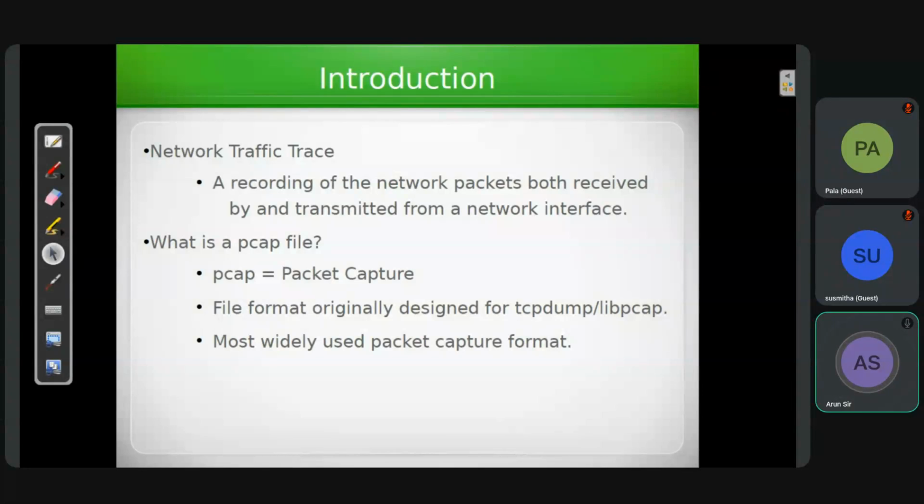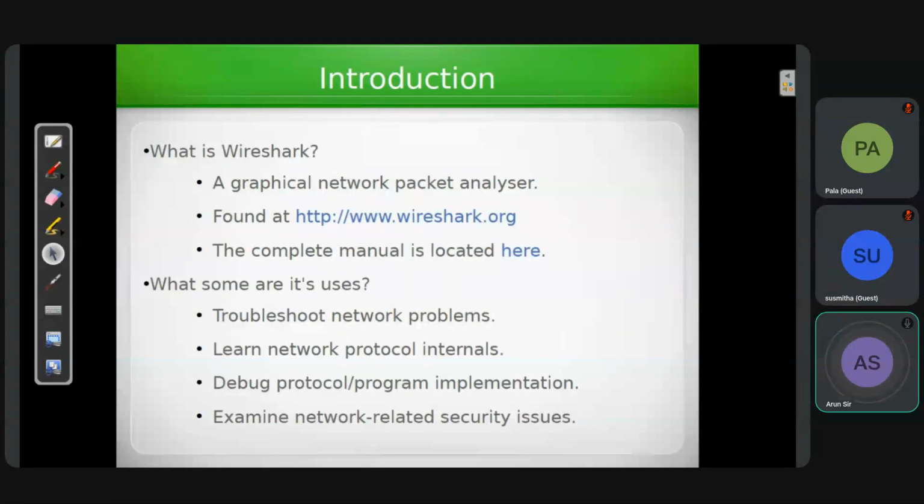We call it a pcap file. A pcap file is a packet capture file. It is the file format which is used as TCP dump, meaning all the packets which are having TCP and so on. Wireshark we can download from the given link, which is wireshark.org. And we can do different things with that.